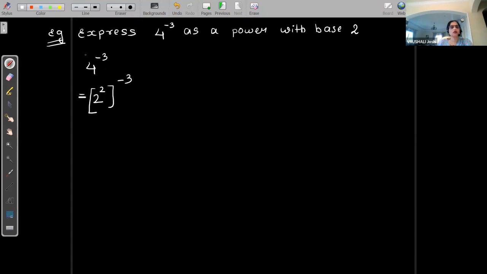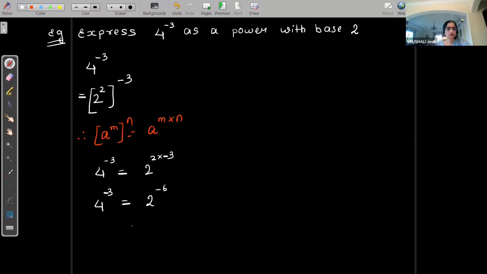raised to minus 3. Here we can use which law? Therefore, a raised to m, the whole raised to n, is equal to a raised to m multiplied by n. Correct? So we can say that 4 raised to minus 3 is equal to 2 raised to 2 into minus 3. So 4 raised to minus 3 can be written as 2 raised to minus 6.